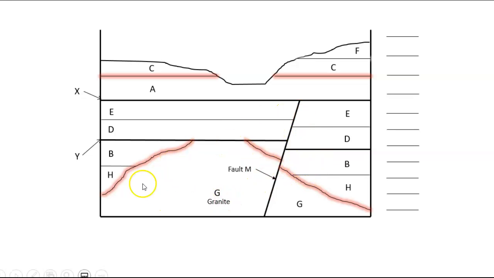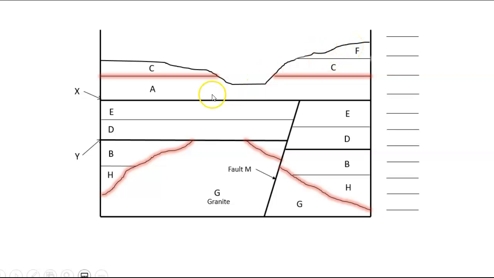And so we would say the order would be H, B, G, D, E. Then the fault came along, broke everything that existed. Then later on there was some erosion, and then I stacked A, C, F.